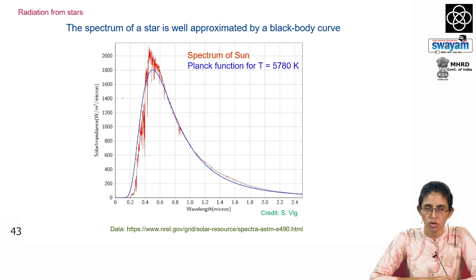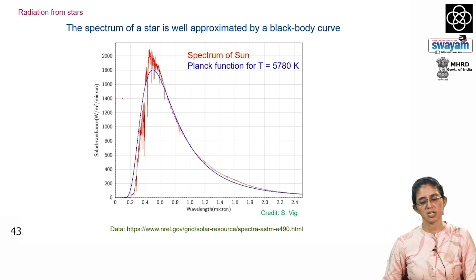Here the red shows the actual spectrum of the sun. When I say spectrum, it is the light received per unit frequency interval. So the intensity or the flux density measured as a function of wavelength is known as the spectrum. This is well approximated by a black body curve shown in blue, whose temperature is 5780 Kelvin, which is the surface temperature of the star.